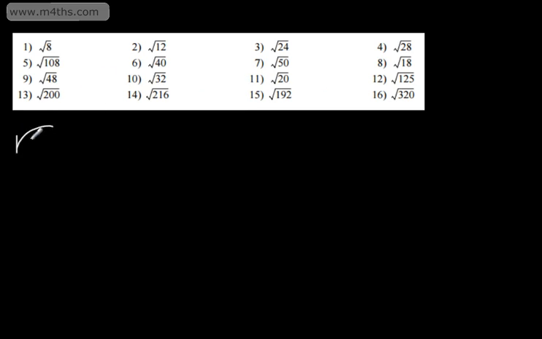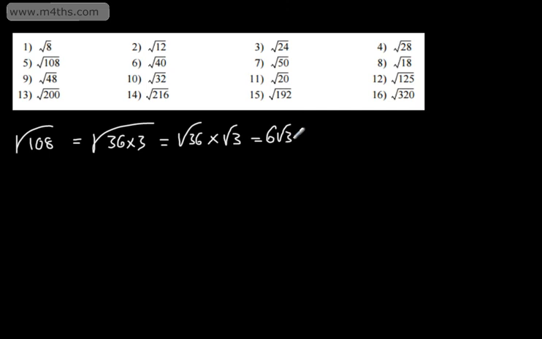Let's look at the root of 108. The more you do these, the more you'll spot them and almost remember them. The largest square factor of 108 is 36. So we could write this as 36 multiplied by 3, which is a root of 36, multiplied by the root of 3, which is going to give me 6 root 3. 6 multiplied by root 3 is just 6 root 3.